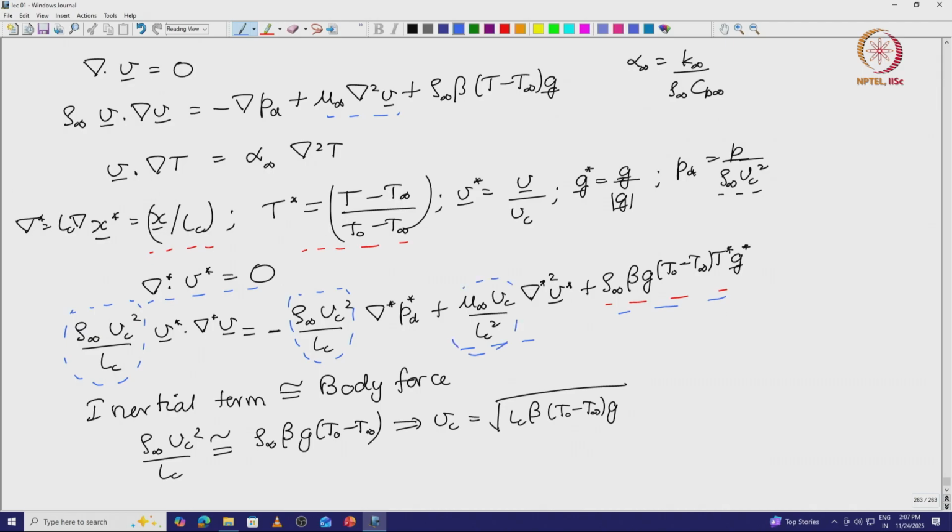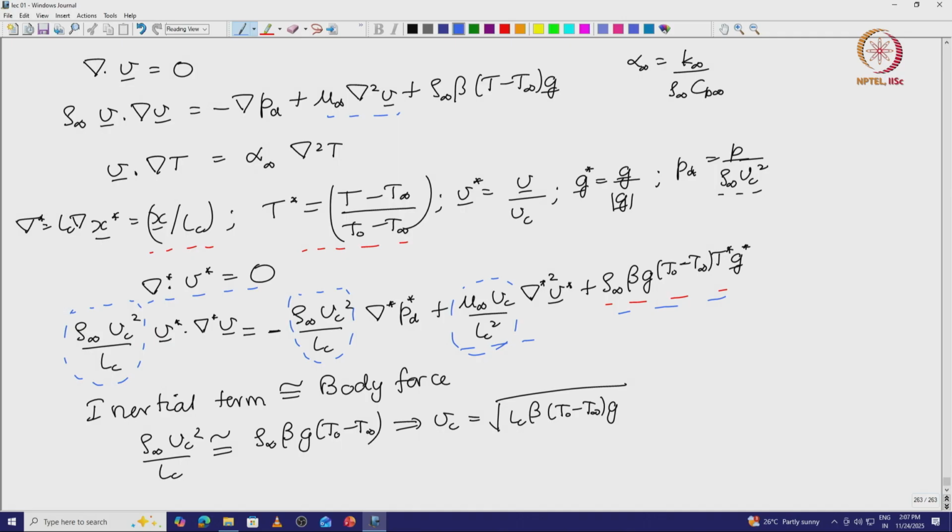The viscous scale is mu infinity V c by L c square, and then there is a scale for the body force, rho infinity beta g into the temperature difference, T naught minus T infinity. That is the scale for the body force. Now, we can balance either the inertial term with the body force or the viscous term with the body force.